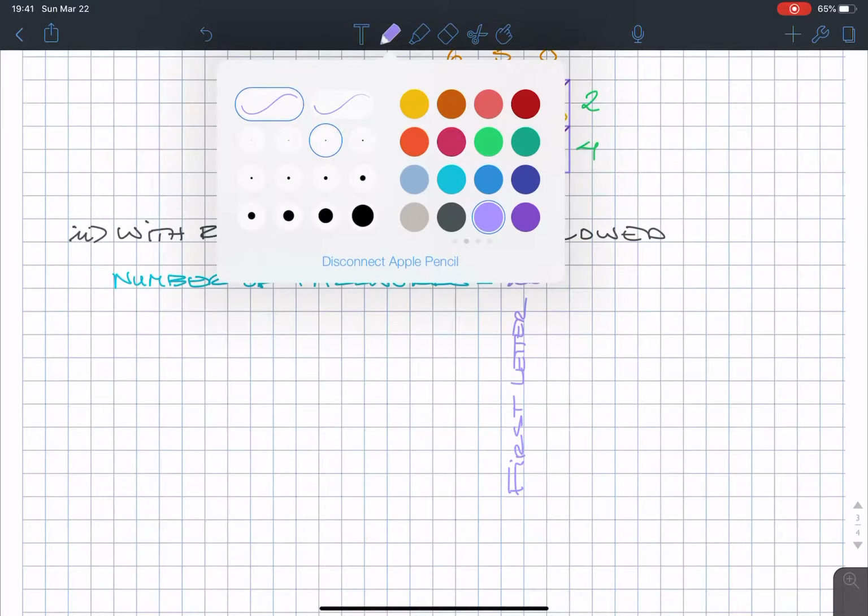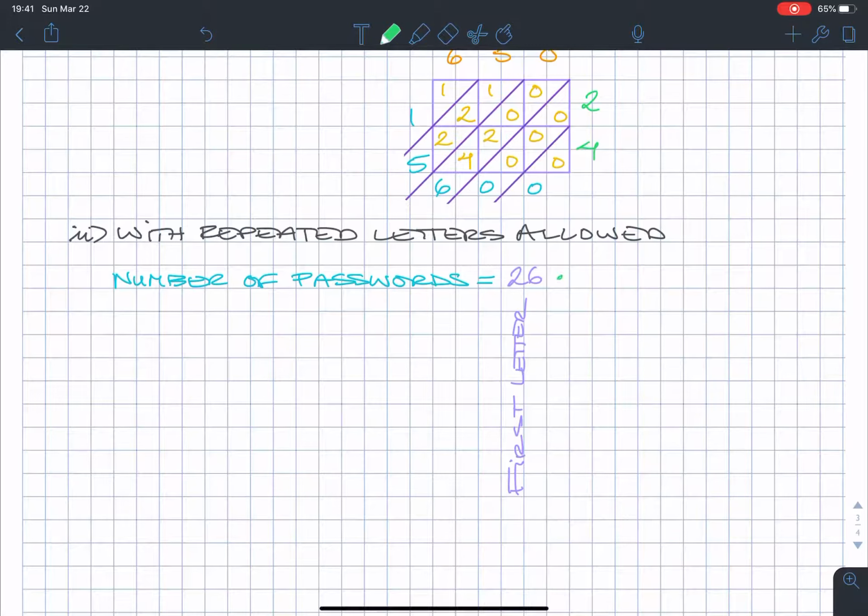Okay, similarly for the second letter, the second of the 3. It's with replacement. I can repeat, there's still 26 options. Now the third letter, I still have 26 options. So what I get then is 26 cubed. It's a large number. I don't care what the actual number is. 26 cubed is sufficient. Okay, hopefully that makes sense.